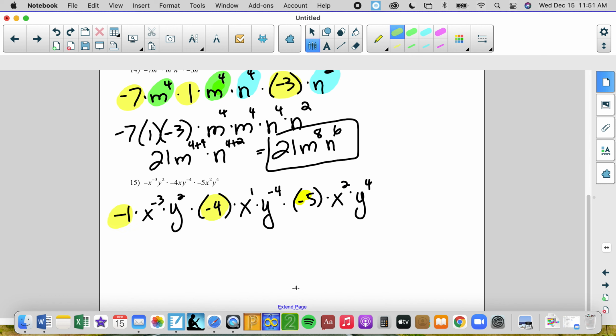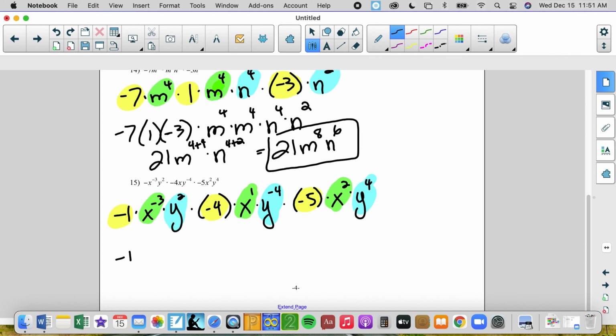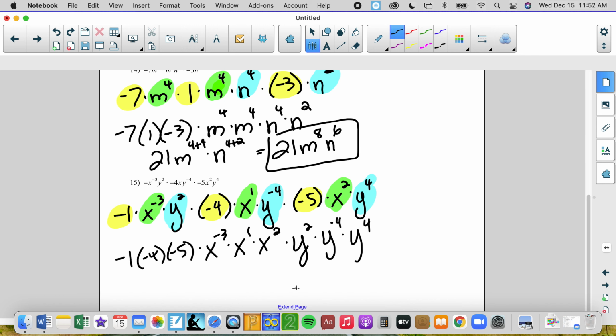So we again are going to pair up the coefficients or constants out there. Like bases: that's a base of an x, that's a base of an x, that's a base of an x. We have y, base of a y, base of a y, base of a y. So we have -1 times -4 times -5 times x to the -3, x to the first, x to the second, y to the second, y to the -4, and y to the fourth.